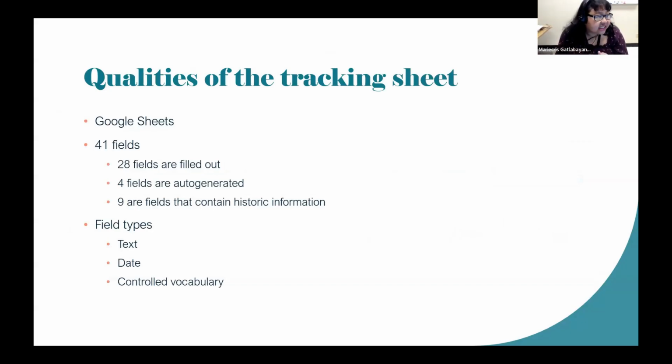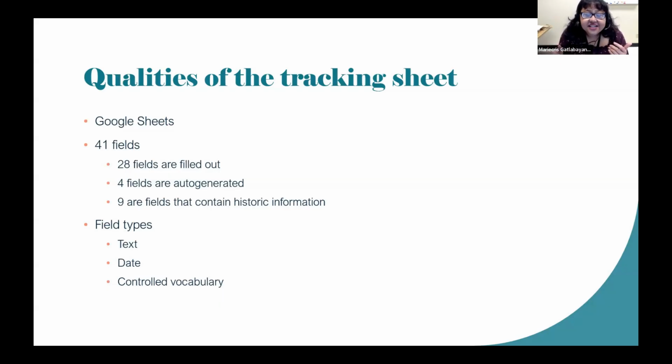I'm using Google Sheets. The tracking sheet that I use for ingest has 41 fields. I know it sounds like a lot. 28 fields are filled out. Those are fields that I fill out to track when things are done, that have information I need to fill out scripts and do things. So it's really my home base to get things done. I have 4 fields that are auto-generated based on dates so that in the future, if I want to document or figure out how long something took to get done, I can do that.